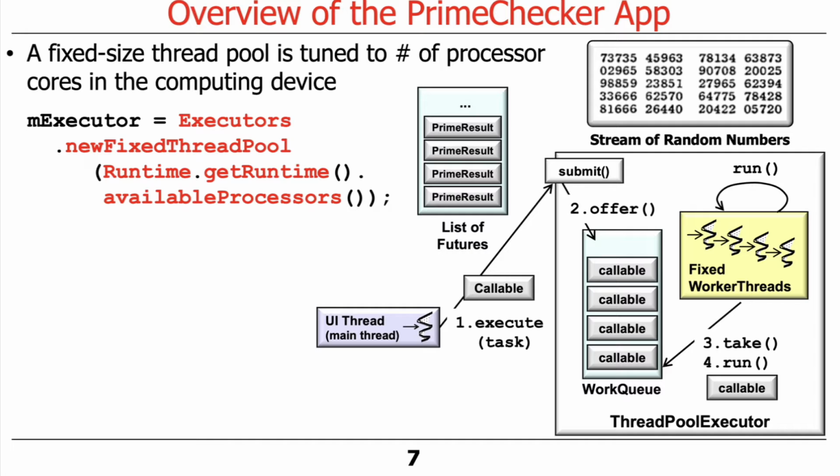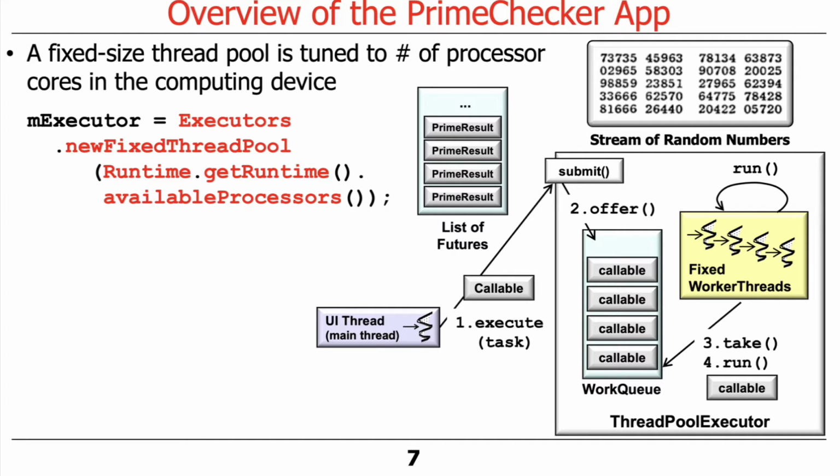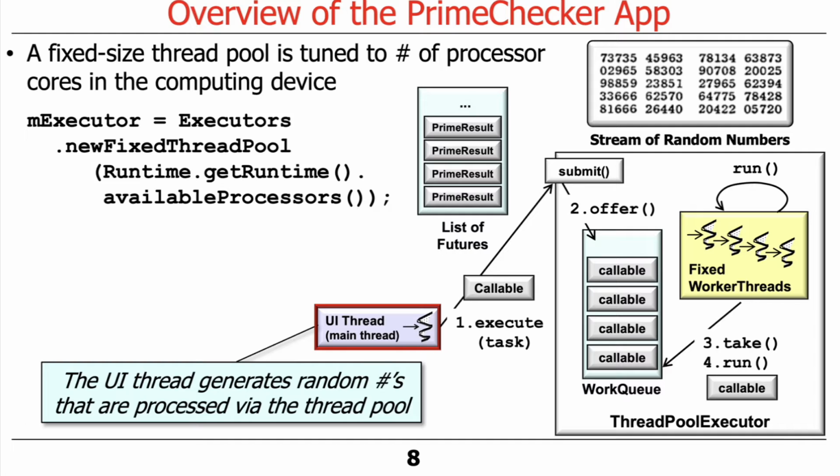So a fixed size thread pool is tuned to the number of processor cores in the computing device. And we've talked about that before. Here's the call to Executors.newFixedThreadPool with Runtime.getRuntime().availableProcessors(). So if there are 4 cores, you'll get 4 threads. As with the other example app, we have a user interface thread that's different from the pool of threads that are doing the computations. And this is responsive to the user interface, and it's going to generate random numbers that are then processed by the thread pool.